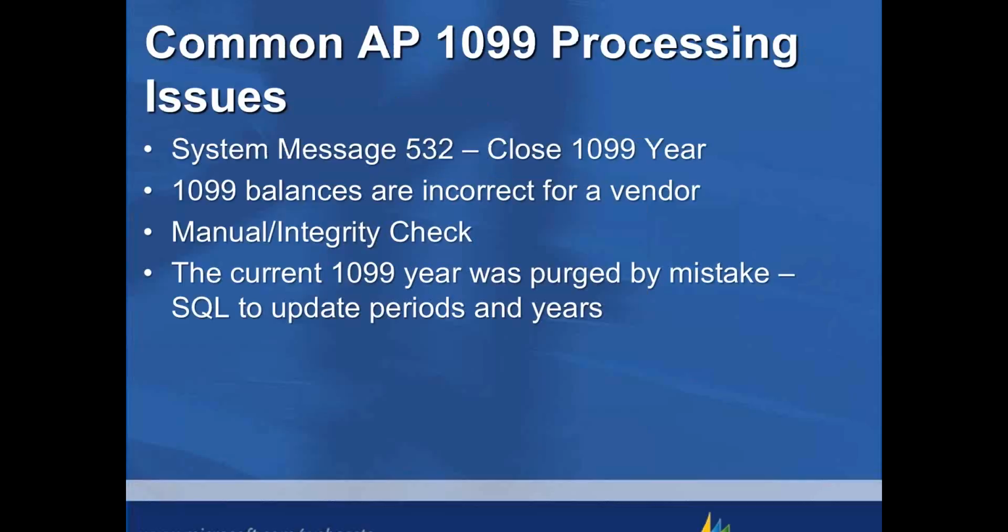Common issues: you might see a system message 532, and that would be that calendar year control issue. If 1099 balances are incorrect for a vendor, use the integrity check and manually change those. If the current 1099 year was purged by mistake, we would have to run a SQL script to update the periods in year. That's not a big deal. It just takes a few minutes to run. But if you find yourself in that situation, please reach out to us and let us know so that can be taken care of.